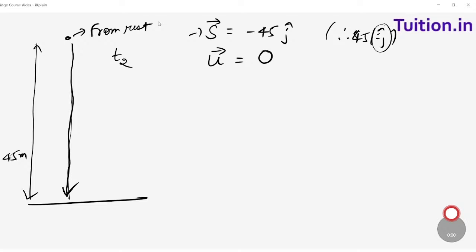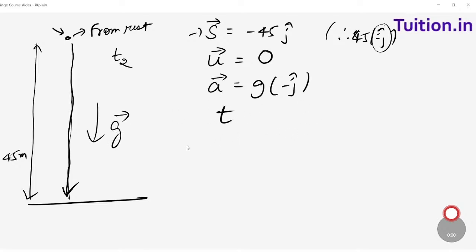When it has gone up, it would have stopped, and then it will start coming down, right? So the initial velocity vector from this position is 0. I know that the acceleration is g in the minus j cap direction, because acceleration is still going to be down only, and I need t. Which equation will I use? S bar is equal to u bar into t plus half into a bar into t square.